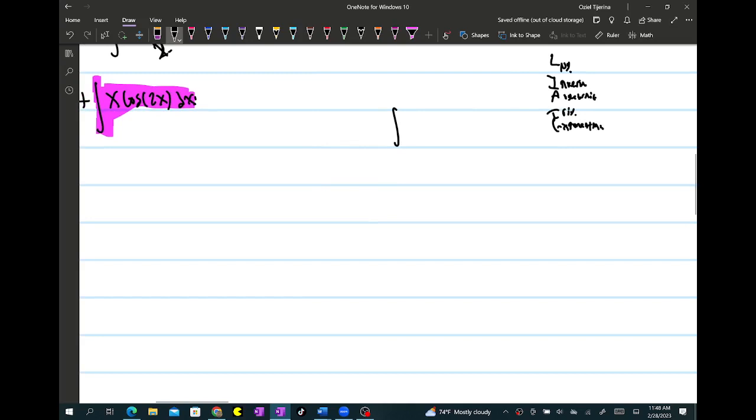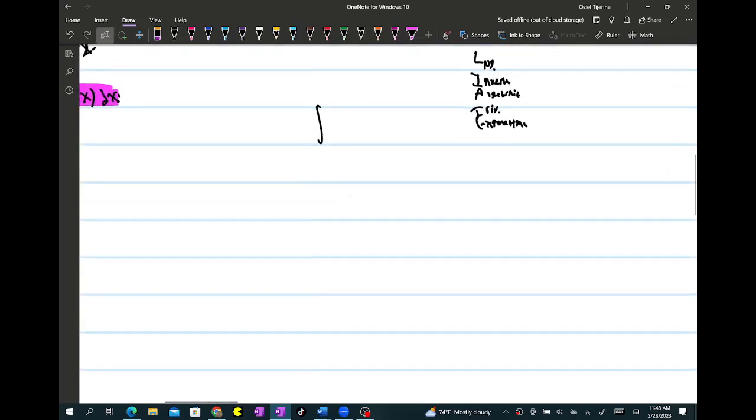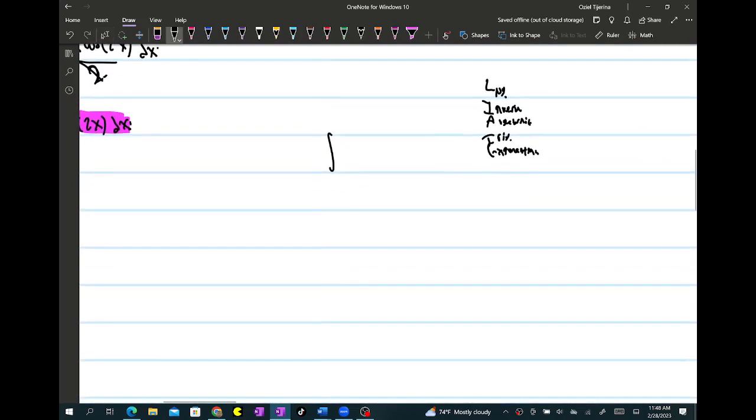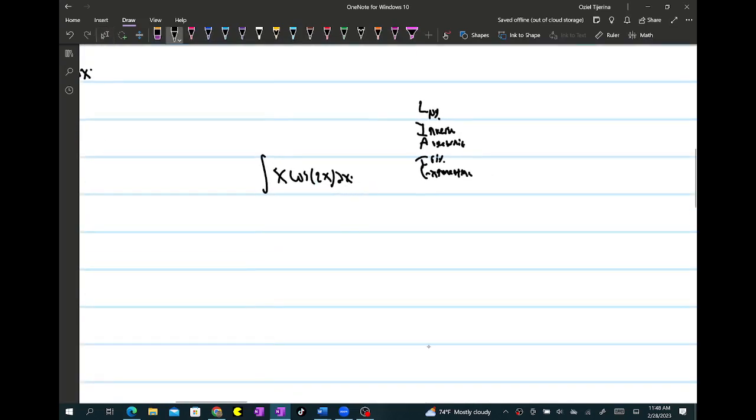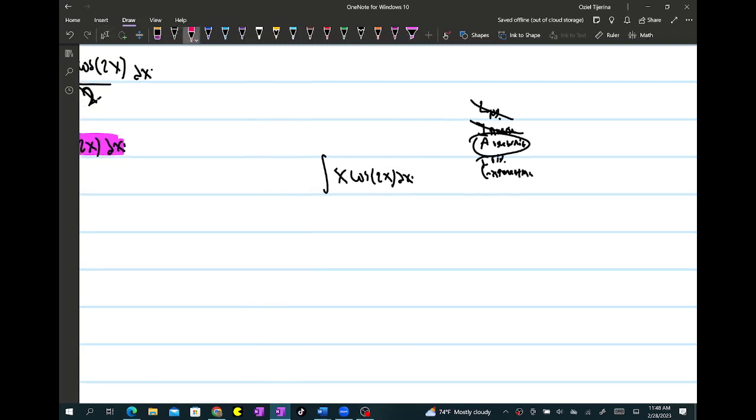So we're going to do the integral of x cosine of 2x dx, and you're going to use the same thing, LIATE: log, inverse, algebraic, trig, exponential. Let's see here, hold on. So we have x cosine of 2x dx. We know that so far we don't have a log, we don't have an inverse, we do have an algebraic. So that is going to be what u is. So we're going to say that this is x.